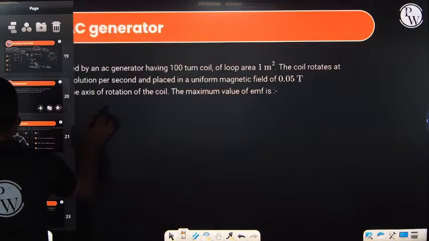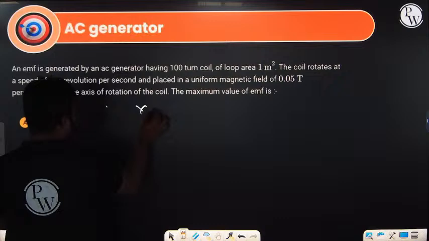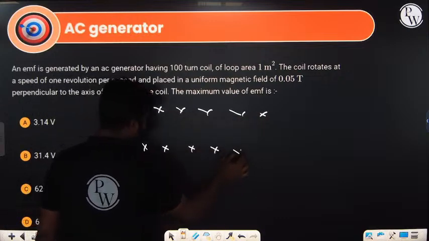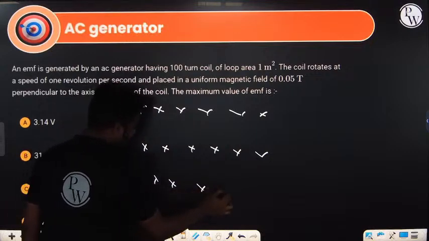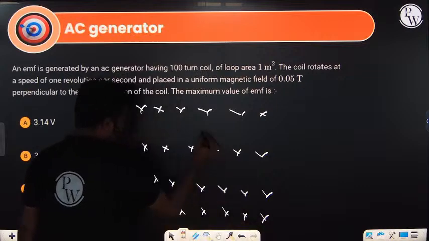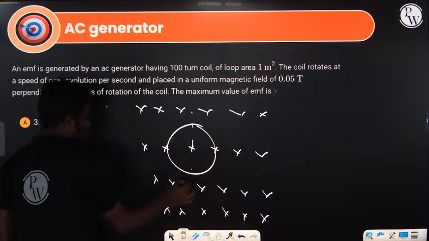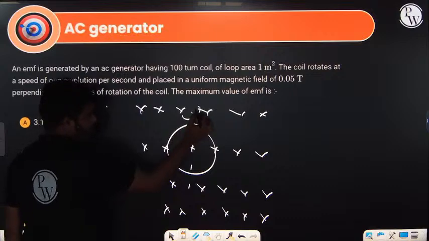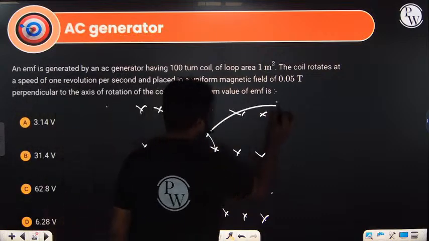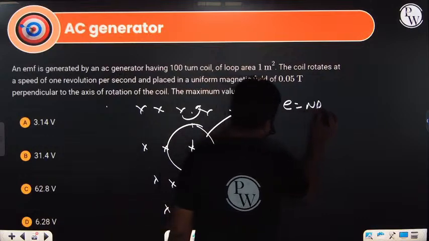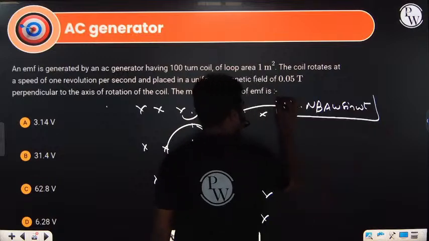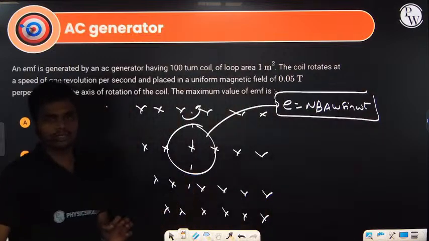Okay, right. Moving to the next question, which is coming from the AC generator. I told you the formula for the AC generator. If the coil rotates about this particular axis in this manner, what is the induced EMF magnitude? That is NBA omega sine omega t. What is omega here? Omega is the angular velocity with which it is rotating.